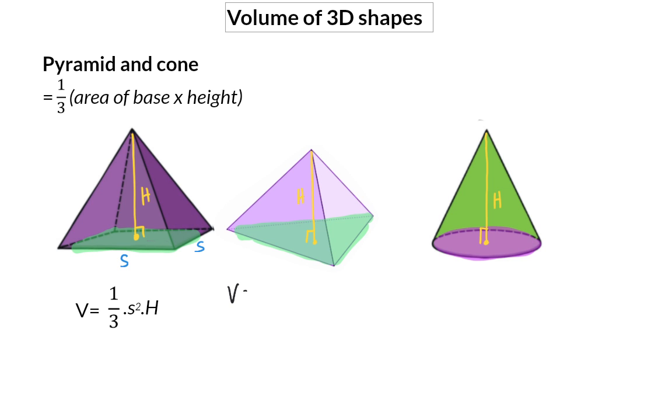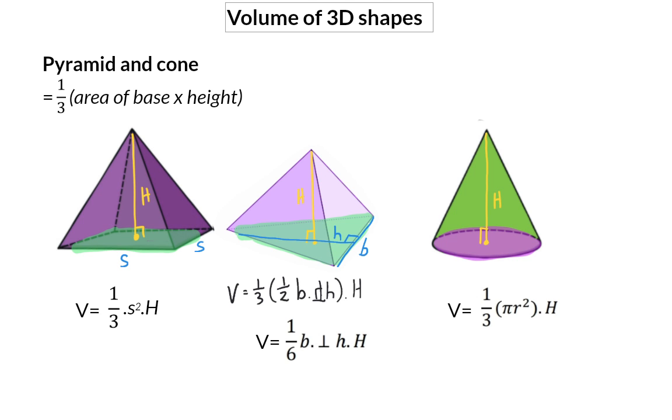Moving on to our triangular pyramid, we'll start again with a third multiplied by the area of the base, which is a triangle, and that is a half times the base times the perpendicular height. And this is then multiplied by the height of the pyramid. This formula can then of course still be simplified. And for a cone, we have a third multiplied by the area of a circle, which is pi times radius squared, and that is multiplied by the height of the cone.